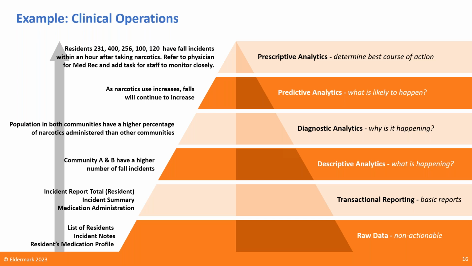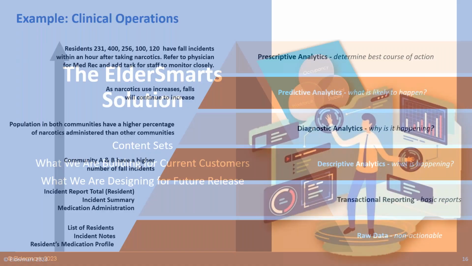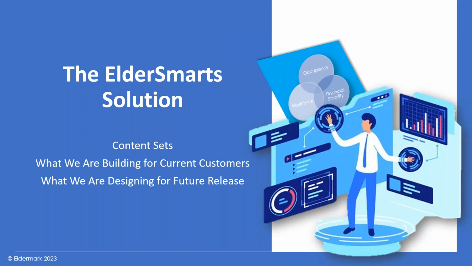So we've taken these examples from raw data and moved all the way up into action that is informed by the data. And so for some great real life examples of what we're working on and what we're designing within ElderSmarts, and how data can be used within ElderSmarts to really provide that insight and guidance as to best course of action and keep us on our toes about what's going on.